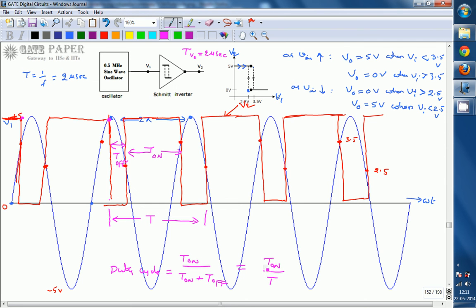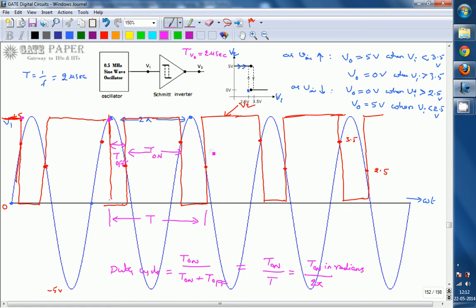In this way it may be written in terms of seconds, with respect to time, or otherwise we can define it with respect to radians. The total period is 2 pi radians, so T on in radians divided by the total time period of 2 pi radians. Like this you can calculate.